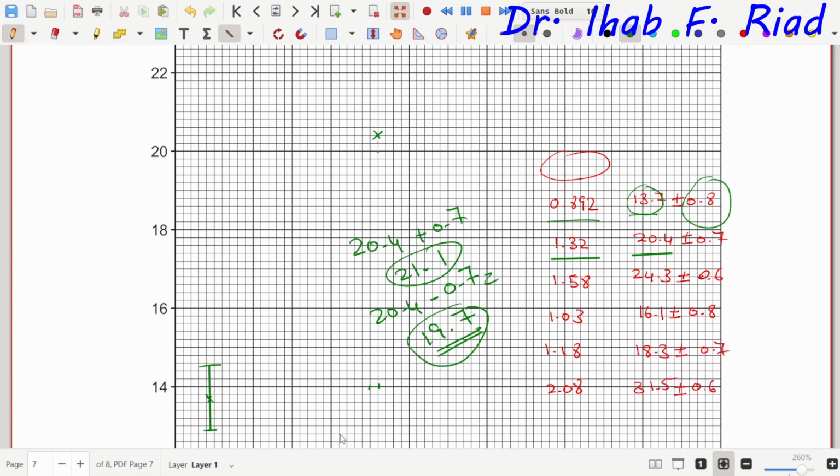This is 19, right? This is 19. 19.2, 19.4, 19.6. This is 19.7 in the middle. Okay, it goes to 21.1. So this is 21 and this is 21.1. Okay, and this is our error bar. Now we go and carry out the remaining ones.